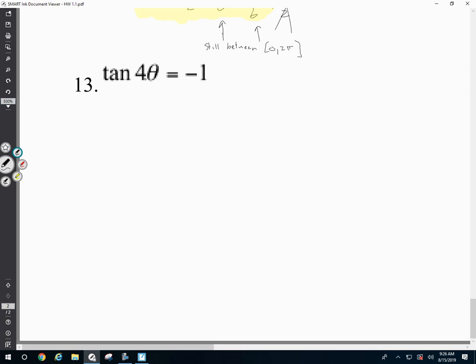Okay, tangent of 4 theta is equal to -1. 4 theta, that means I'm going to divide all of my angles by 4. So I might have to really expand things. Let's see.